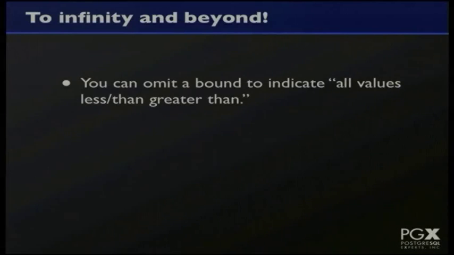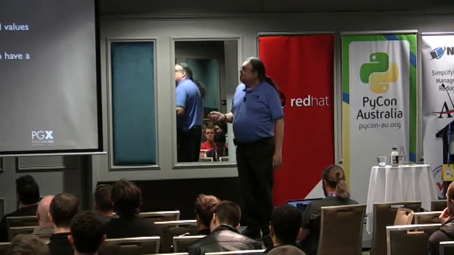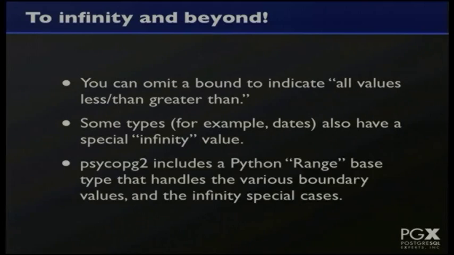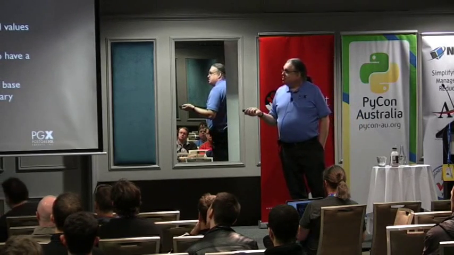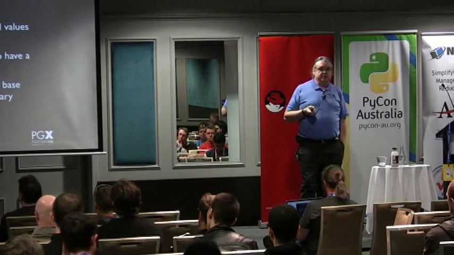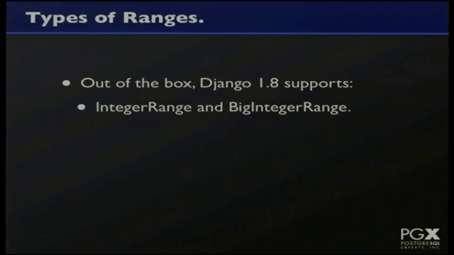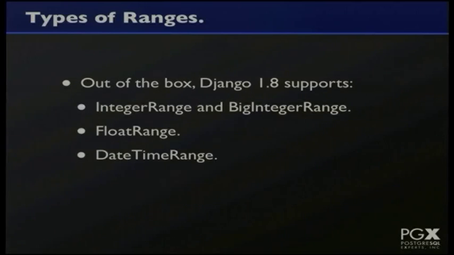You can also omit a bound to mean all values greater than or all values less than. Also some types within Postgres have a special infinity value. Dates in particular have infinity and negative infinity as valid values. All of this is materialized in Python by a psycopg2 type called range, which is a base type that has various subtypes to handle specific things like integer ranges, datetime ranges, and datetime with timestamp ranges. And by the way, you should always be using datetime with timestamp, never use bare datetime. So what we get out of the box in 1.8 is integer range and big integer range, 4-byte integers, 8-byte integers, floats, datetime, which is with timestamp, thank goodness, and date range.